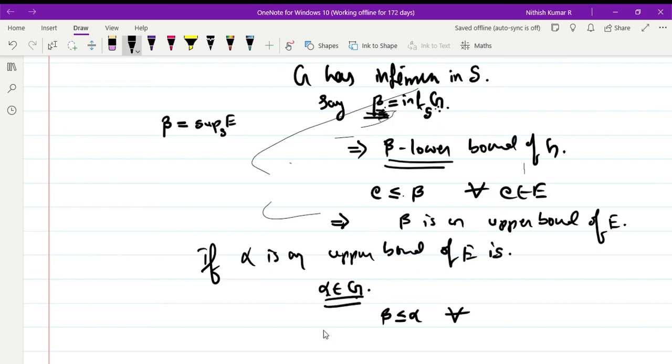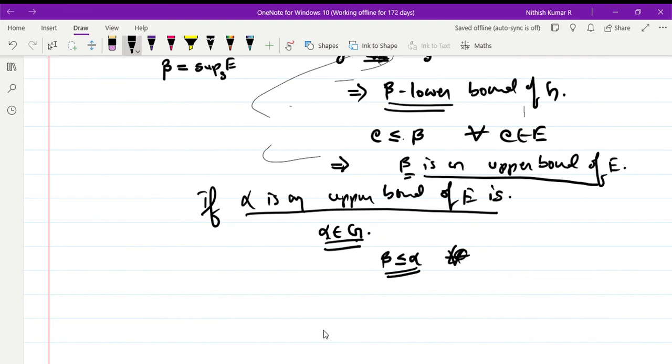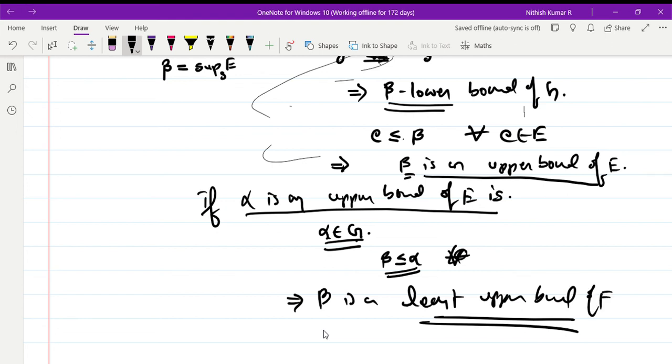Now, since beta is a lower bound of G, beta must be less than or equal to alpha. Now observe, what is beta? Beta is an upper bound of E and alpha is any upper bound of E. This implies beta is less than or equal to every upper bound of E, which implies beta is the least upper bound of E in S.